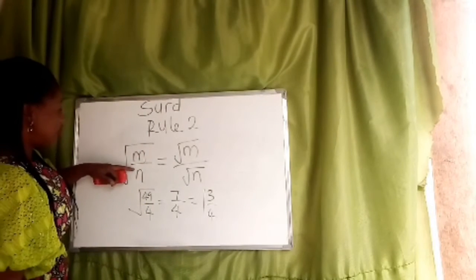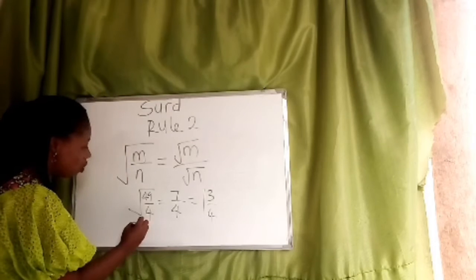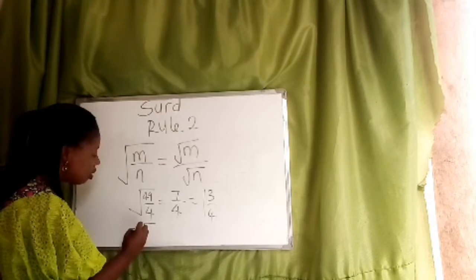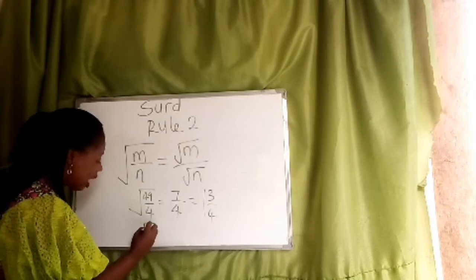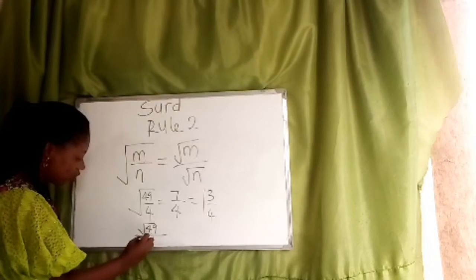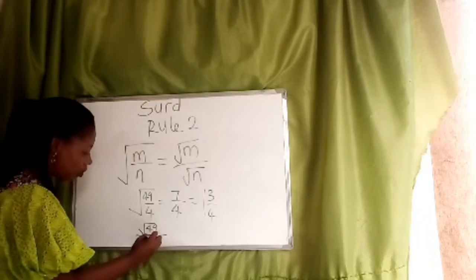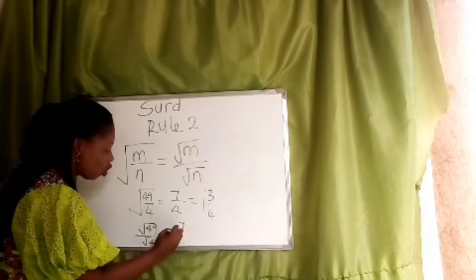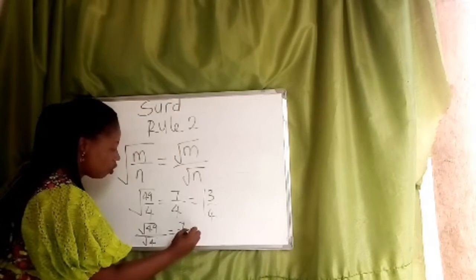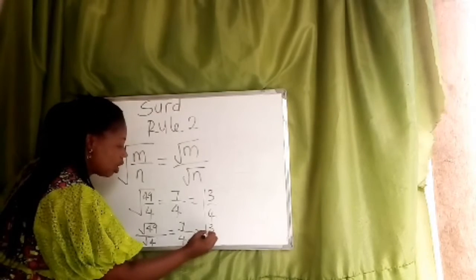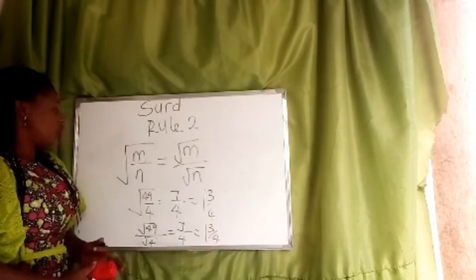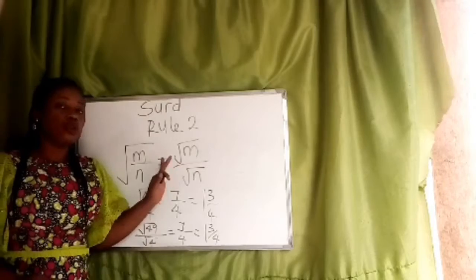And to prove this, if it is also written in this form, square root of 49 all over the square root of 4. This is the same as 7 over 2. You have one whole number, 1 over 2. So that is that for rule 2.